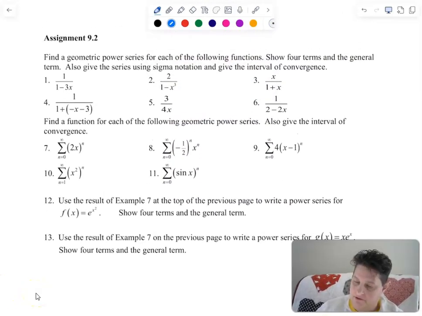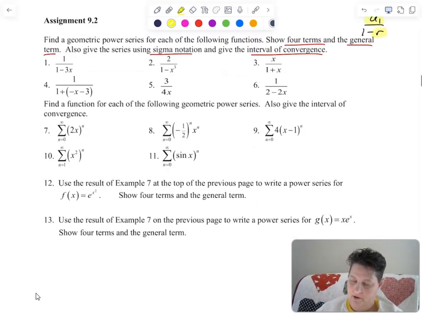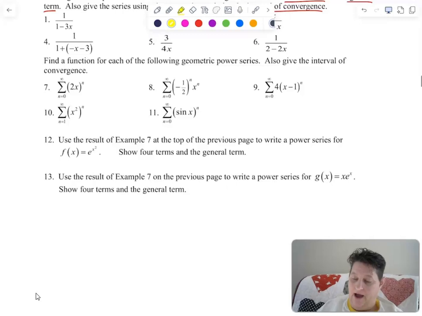So this first part is super important: 4 terms, general term, sigma notation, interval of convergence. All that stuff that we were doing. Remember that you have to find the pattern a1 over 1 minus r. You have to identify what a1 is, and that's where you start, and what r is, and that's what you multiply by every time. Here we're kind of going backwards. You list out all the terms and then put it into a function, a1 over 1 minus r. These are all geometric.